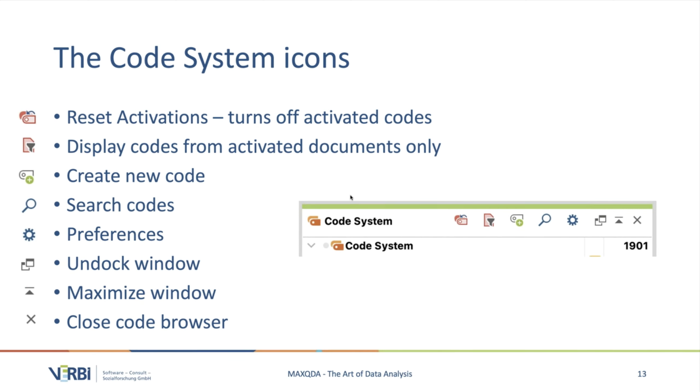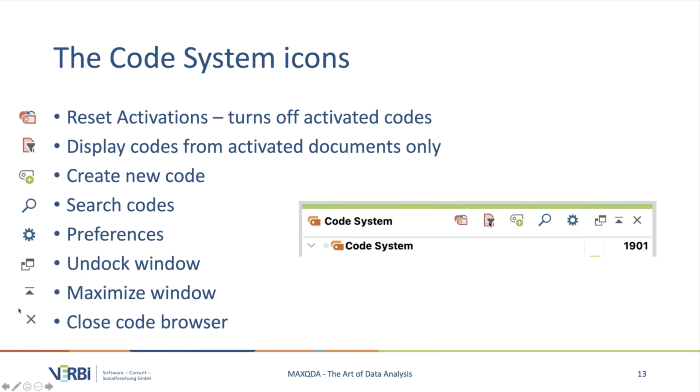And if you look at the code system browser, you've got all these icons at the top. So what I want to do is real briefly explain what these are. So the first icon, on the left here, is to reset activation. So if you have some codes activated that you're using in analysis, you just push that button and it will deactivate everything. Simple. The second icon, display codes from activated documents only.